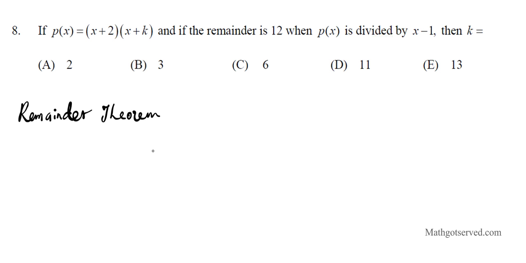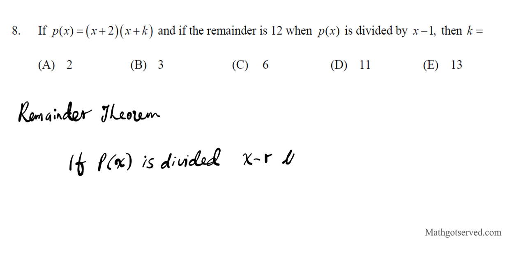So let's say we have, if p(x) is divided by, let's say, binomial x minus r, then the remainder is simply p of r. You can use long division or synthetic division to divide and find what the remainder is. But the quickest way is just to find the root and then plug it into the original function.